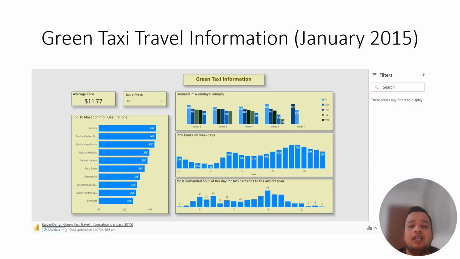We chose these visuals for specific reasons, as follows. The card provides a quick summary of the average fare. The slicers make it easy to filter the data by specific days. The cluster bar chart allows for a side-by-side comparison of the most common destinations, and the cluster column chart helps analyze demand trends over the different times.